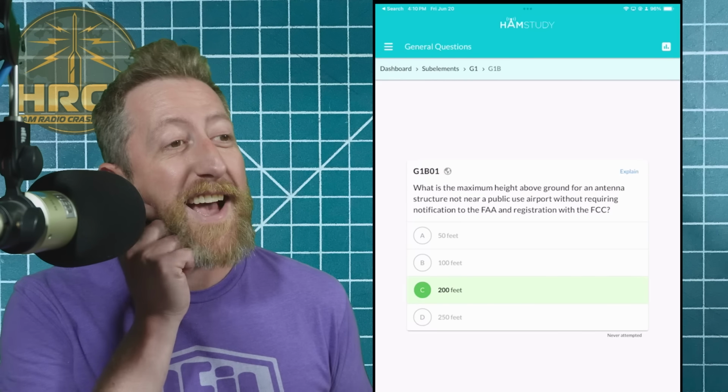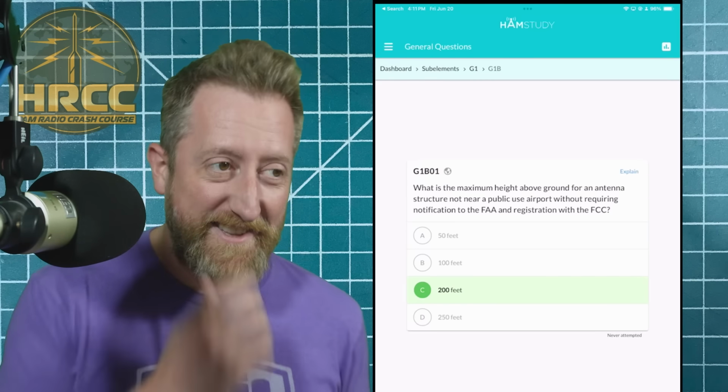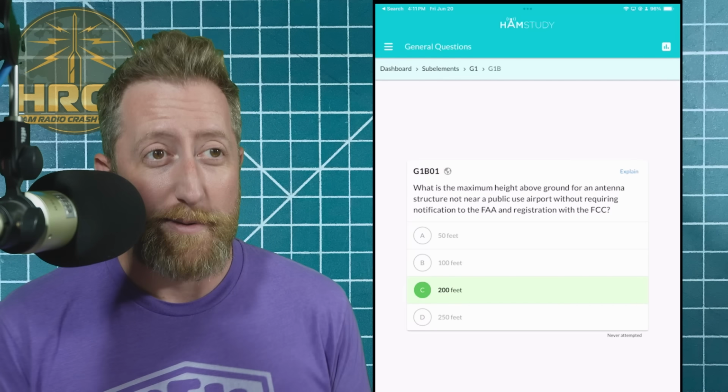200 feet is a lot of antenna. Let me just say that. I'd be happy with a 50-foot freestanding mast at this point. 100 feet, though. That's your sweet spot.